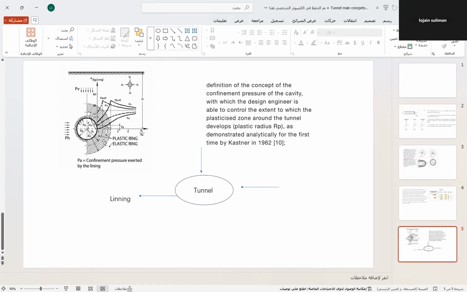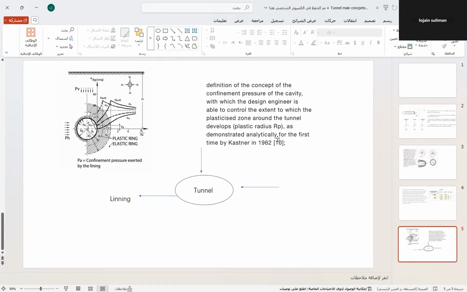So the plastic area will be influenced by the excavation. The width of this plastic area will depend on the tunnel diameter, while the elastic area is outside of the plastic area and will not be affected by the excavation, and maybe the disturbance in this area will be the same.